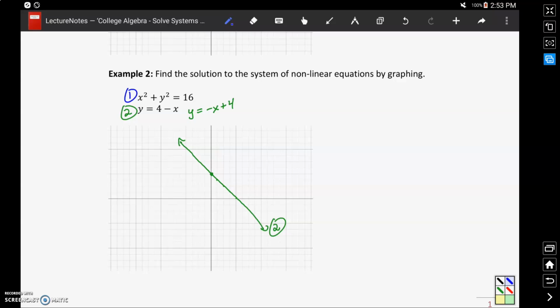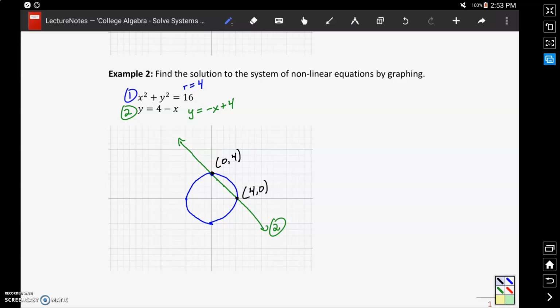Our first equation, x squared plus y squared equals 16, if you're not familiar with that form, is the equation of a circle centered at the origin with a radius equal to the square root of whatever that value on the right hand side of the equation is. So in this case, a radius of 4. So we're going to draw a circle centered at the origin with a radius of 4. Which will help us see that in this case we have 2 points of intersection occurring at 0, 4 and at 4, 0.